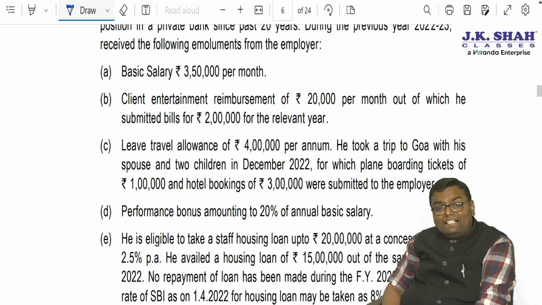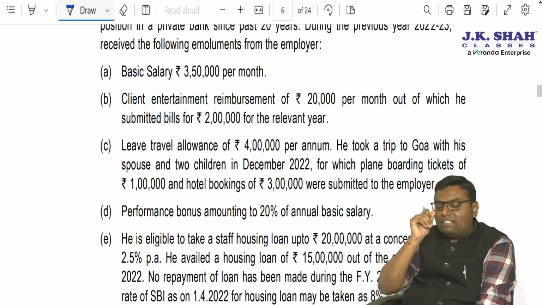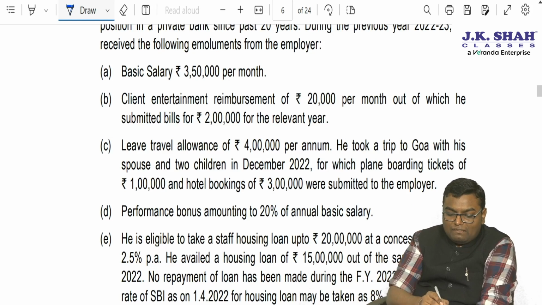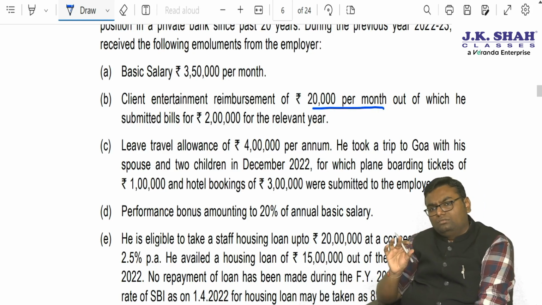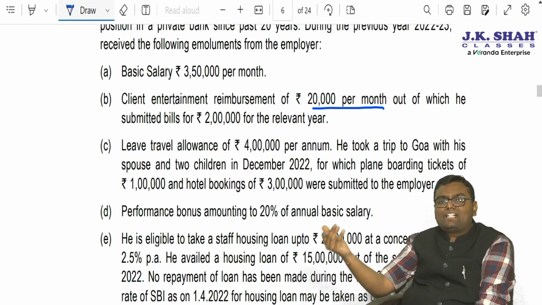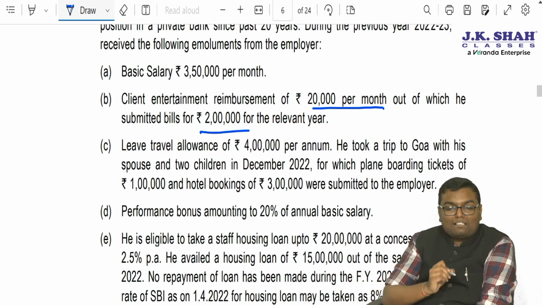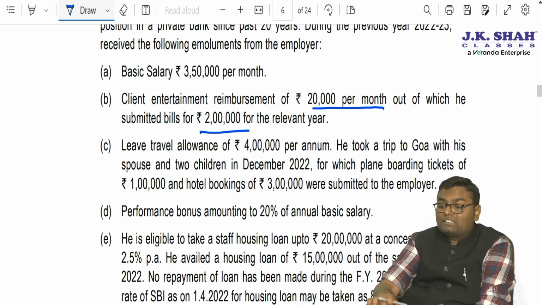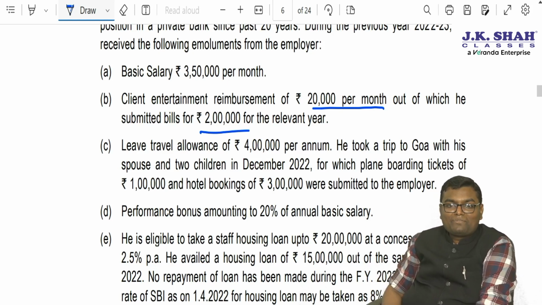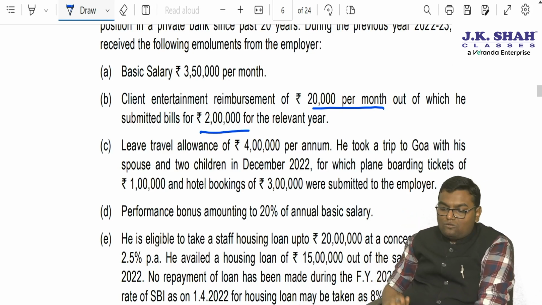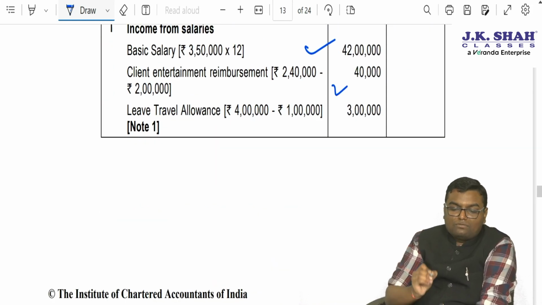Then client entertainment reimbursement of rupees 20,000 per month, out of which he submitted bills of 2 lakh for the relevant year. Now what they are trying to say: the company has given a total of 2,40,000 rupees in a year to him, so that whenever he is going with a client outside the organization somewhere to dinner or so, he can spend 2,40,000. Actually, he spent only 2 lakh rupees. So can I say the balance 40,000 he must have used for his own personal purpose, and that will become a perquisite. So 40,000 rupees will be taxable as a perquisite.